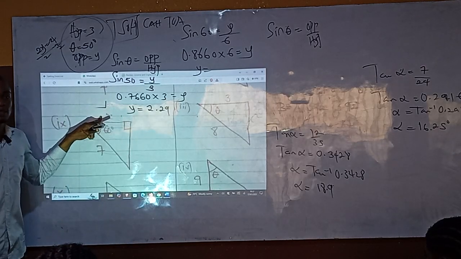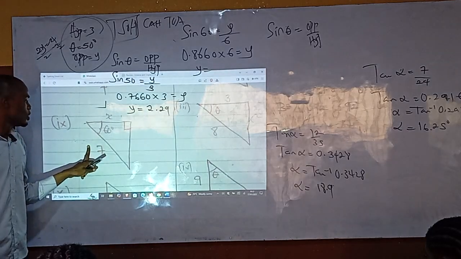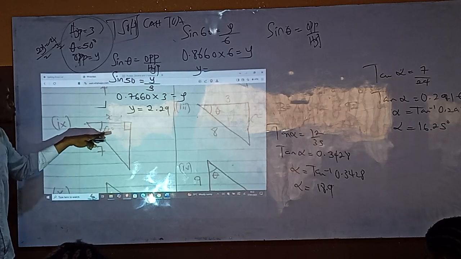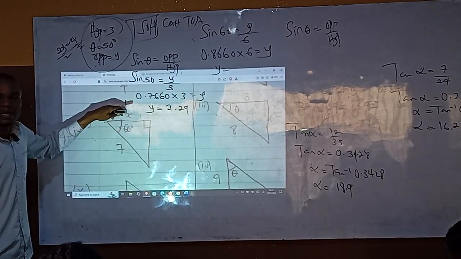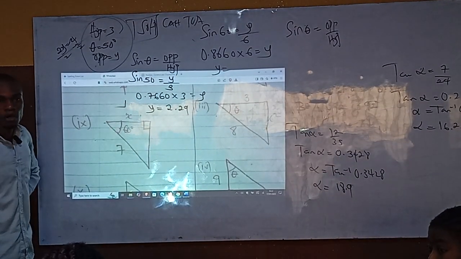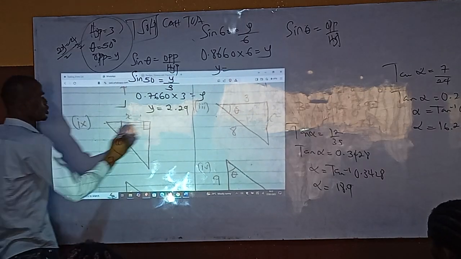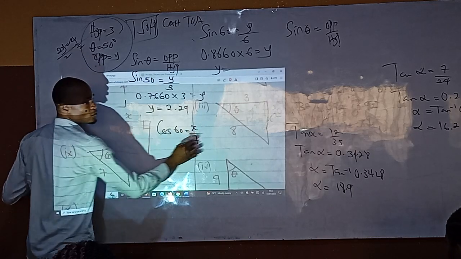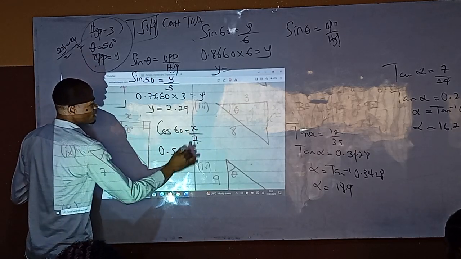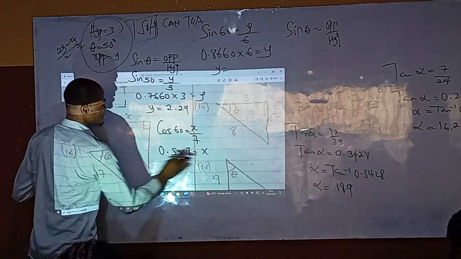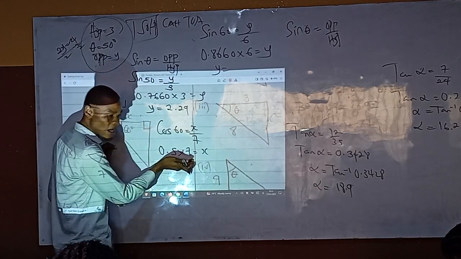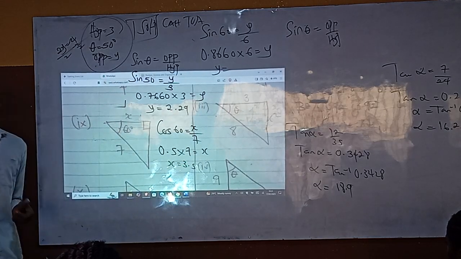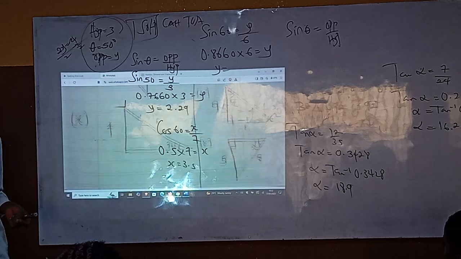What are you given here? You are given the adjacent, and you are given the hypotenuse. Given adjacent means you have to look for the adjacent. And you have your theta, 60 degrees. Which formula has this combination, adjacent and hypotenuse? Cos. Cos 60 equals adjacent x over hypotenuse 7. Cos 60 is 0.5. Cross multiply: 0.5 times 7 equals x. 0.5 means 1/2, that's half of 7, which is 3.5. x equals 3.5. That's just it. Attempt this.